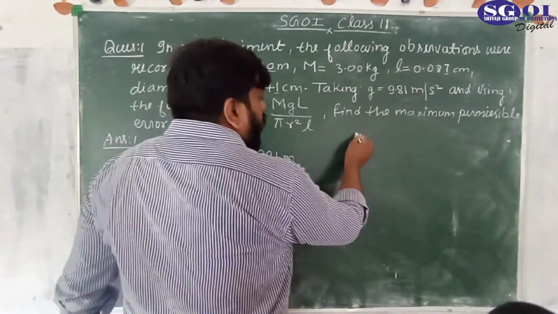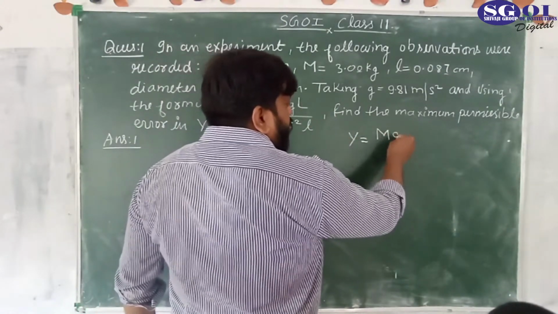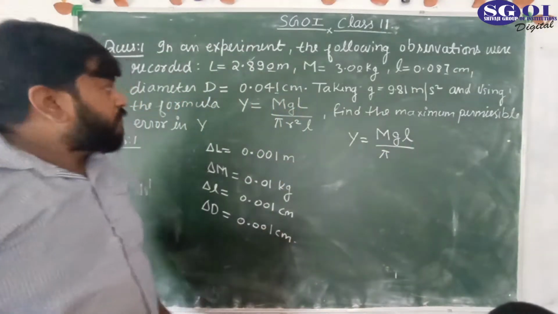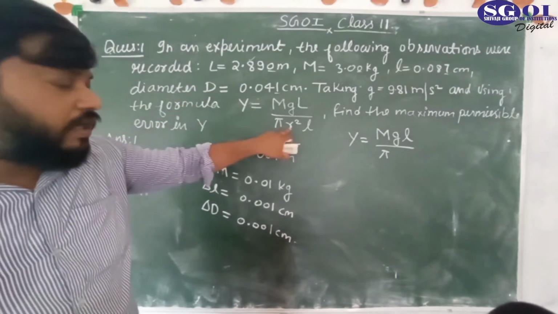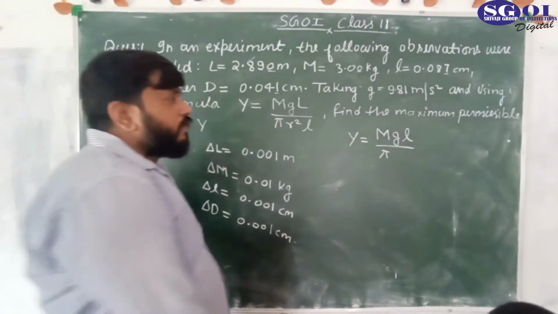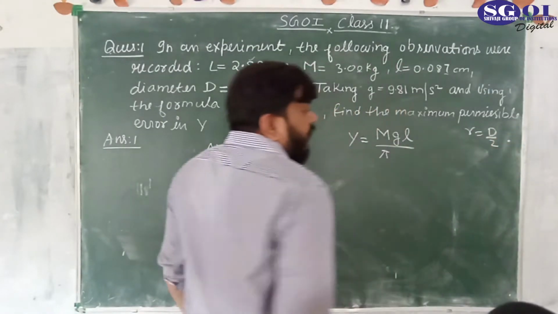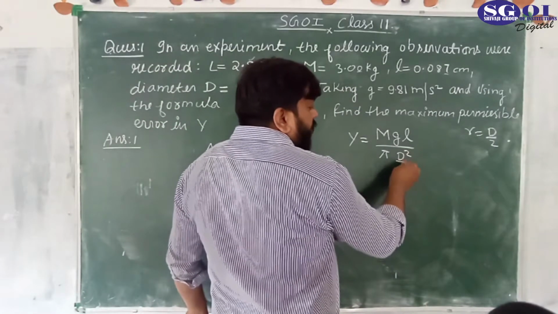Now the formula for y is mgl upon pi r square l. R is the radius, but we have measured D, the diameter, so we convert r in terms of D. What is the relation between radius and diameter? Radius is equal to half of the diameter, r equal to d by 2. Just put d by 2 here, so r square becomes d square upon 4.